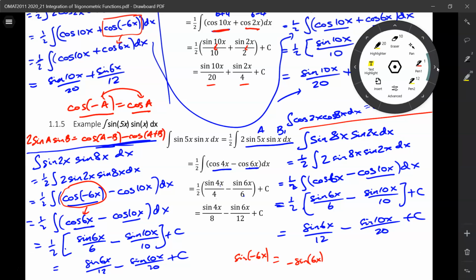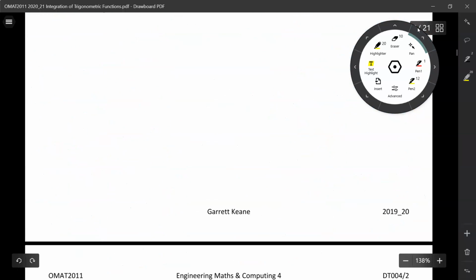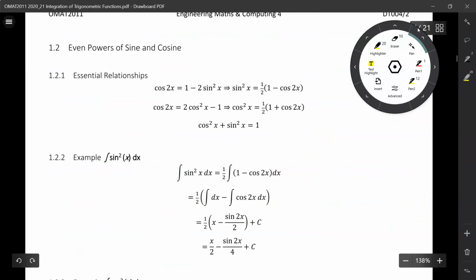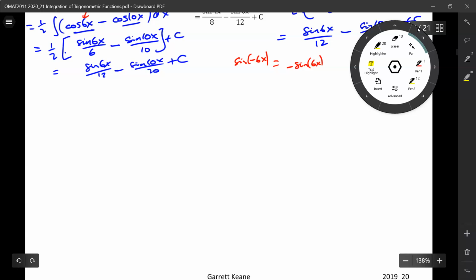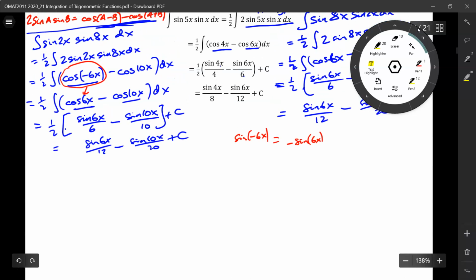Okay, we've finished that section. Like I say, they can come up in the applications question. Next we're going to do even powers of sine and cosine. Sorry, I never recorded that last one, but I'll just record it myself on the second video here. I'll just go through it.